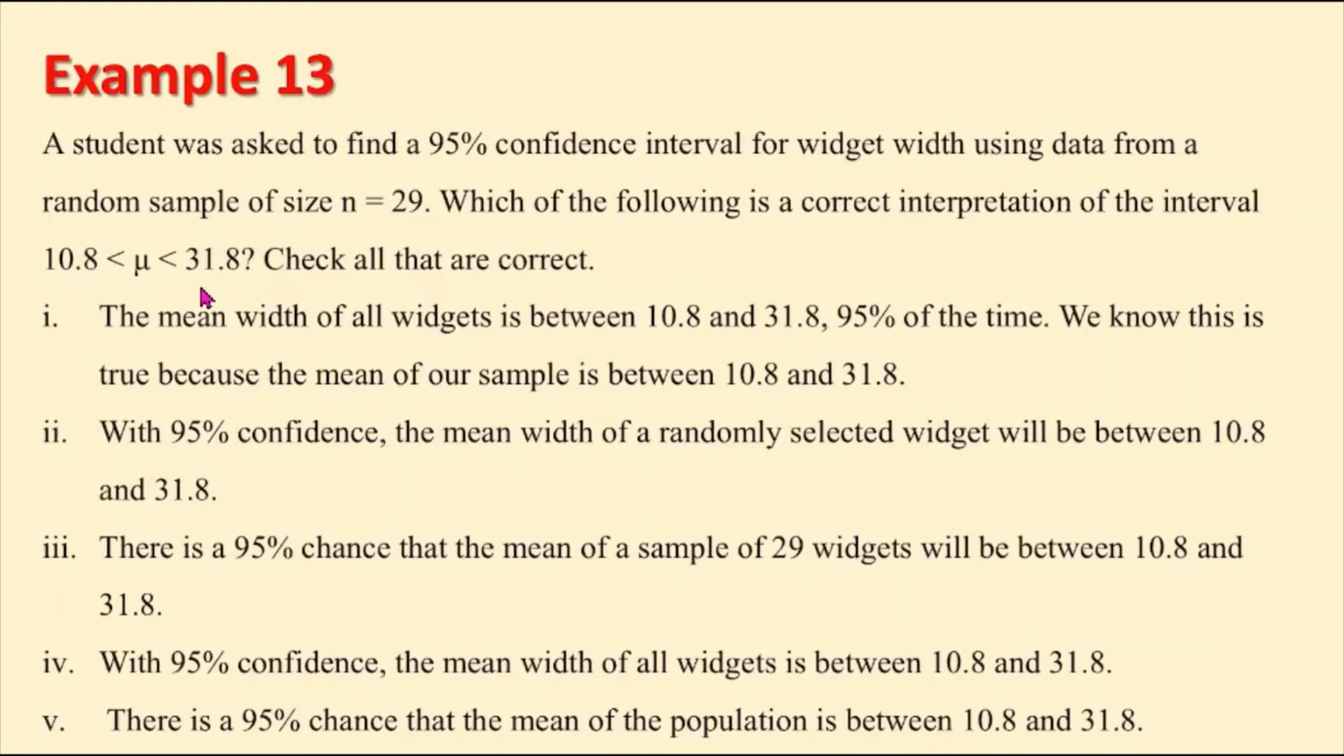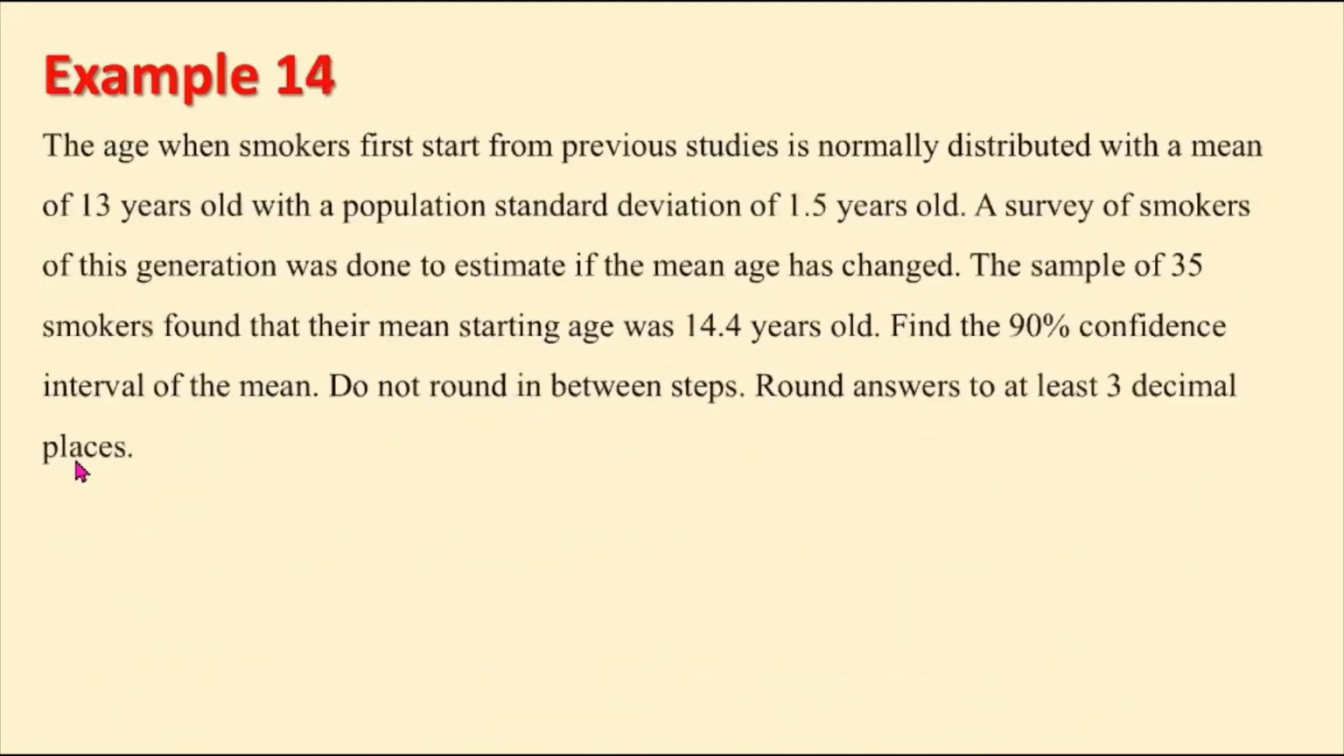So if you look at it carefully, I think the second one makes more sense. I'm going to tell you why. With 95% confidence, the mean width of randomly selected ways will be between 10.8 and 31.8, because we can say that the true mean lies between these two values, and we can say that with 95% confidence. That's why the second option is the correct option.